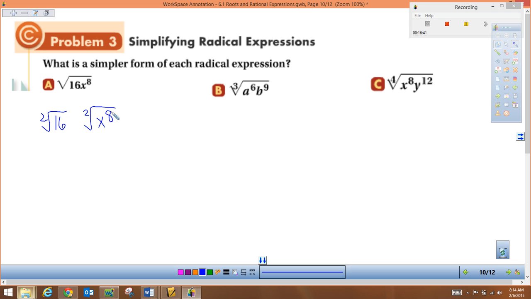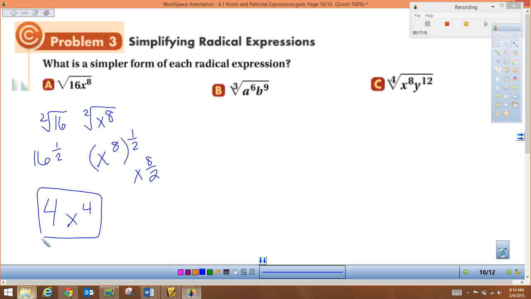Do we remember from our worksheet last week the properties of these radicals? This means 16 to the 1/2 power, and this means x to the 8th to the 1/2 power. We know that we have to multiply those exponents. Okay, we know that the square root of 16 is 4, and x to the 8 over 2 is x to the 4th. Okay, there's our final answer.